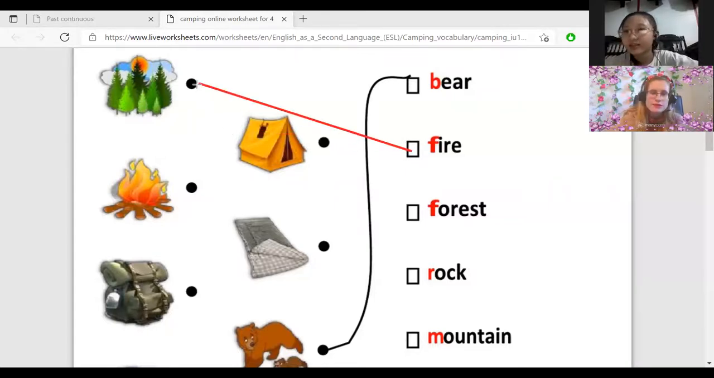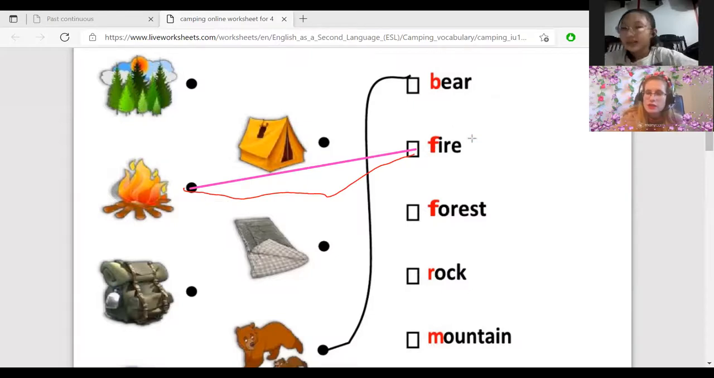So fire, which one is fire? Fire. Yes, you can draw. Okay. This? Yes, good. Next one. Forest. Forest. Okay. Lots of trees. Forest. Many, many trees. Which picture? There. Yes, good.